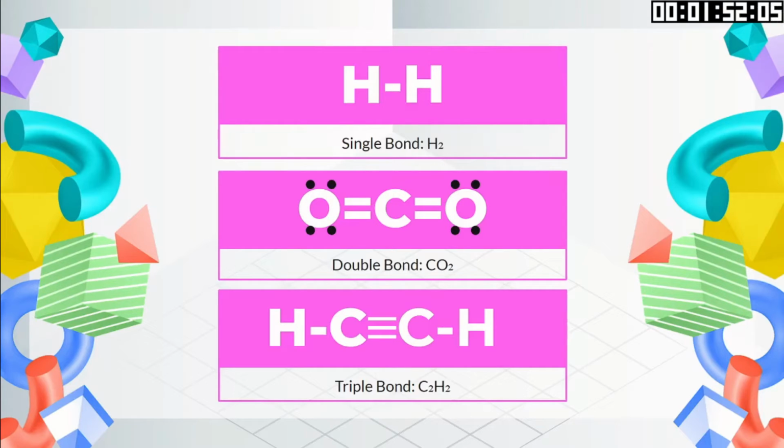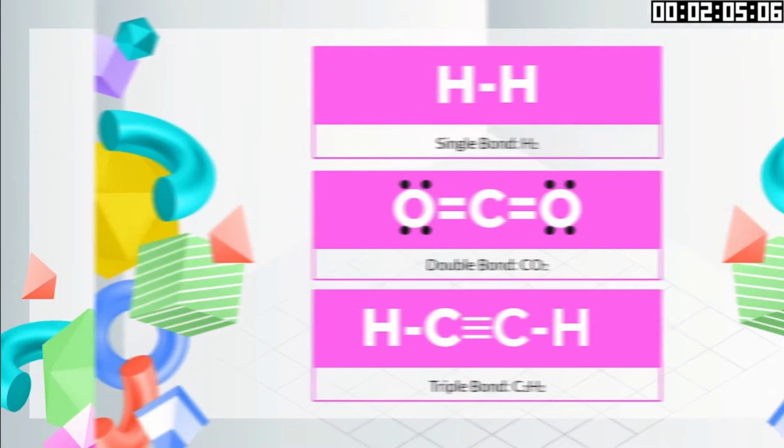As you can see with the single bond, you have the 1 pair between the 2 atoms. With the double bonds, you can see the 2 pairs between each atom on both sides, and then the triple bond in the middle, where you can see the 3 pairs.